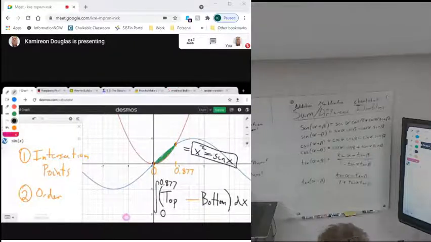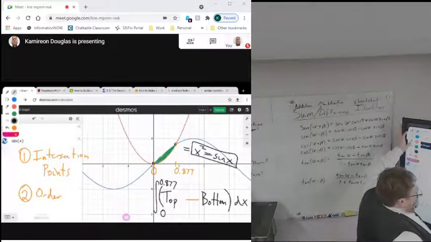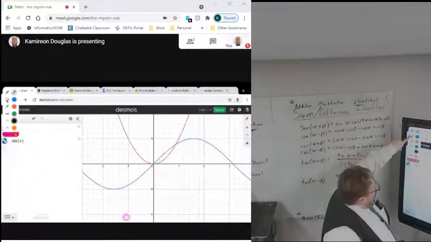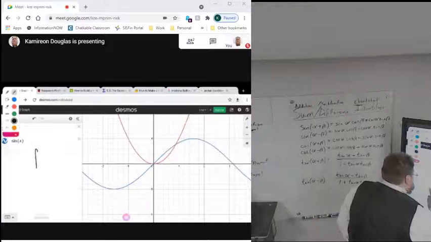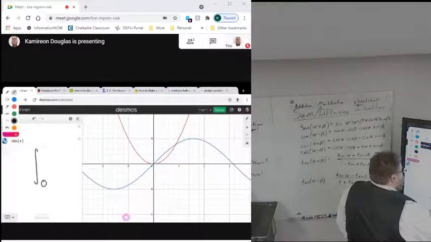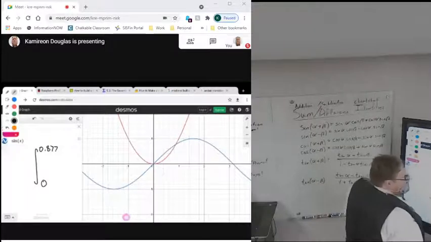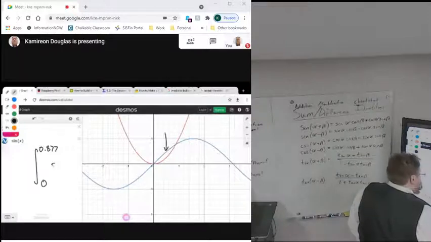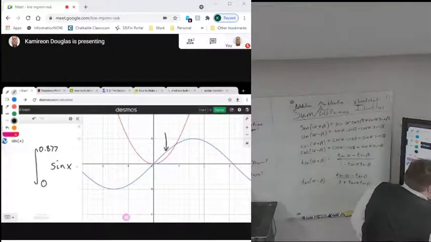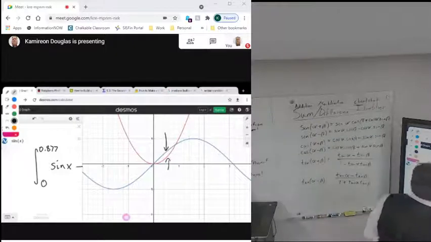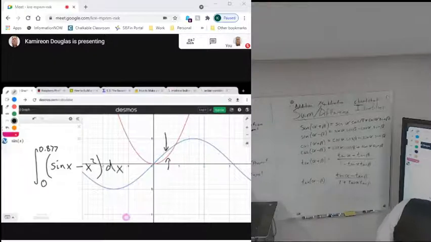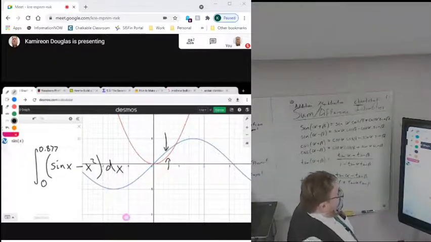So this actual function, here's how we do the problem. I'm not going to erase this. I apologize. Hope you got those two numbers in your head, 0 and 0.877. Here's how I solve the problem. Integral between the two intersection points of 0 and 0.877. I take the top function, which is the sine function, minus the bottom function, which is x squared. And since I'm doing everything in terms of x, it is dx. And now I integrate.